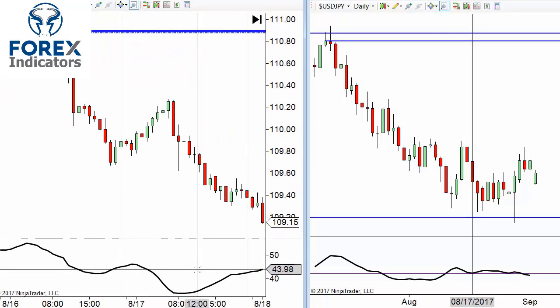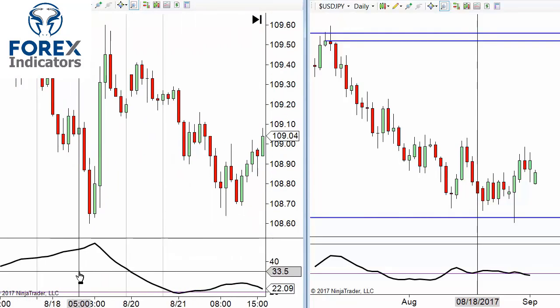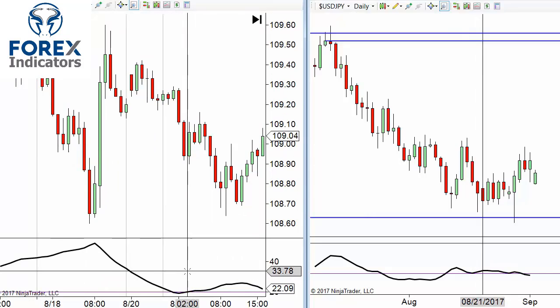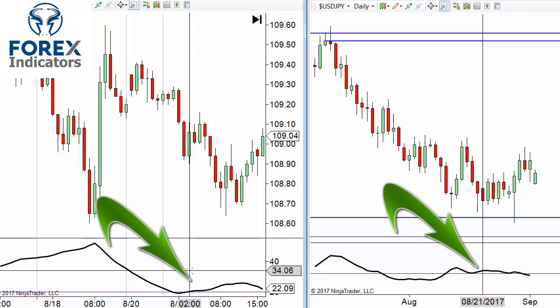All right, so let's move forward here. Let's see where we get our next signal. So there it is. ADX gets back above 20 here, and again, it's above 20 on both time frames. So that looks good, right? Looks great, except for, again, the same problem.